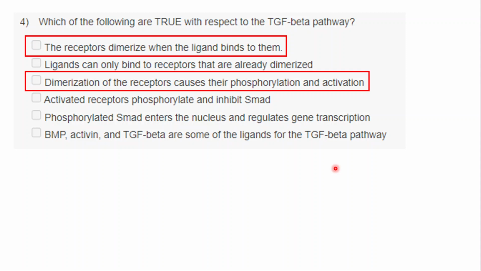Statement number 3 is the second true statement. Dimerization of receptors causes their phosphorylation and activation. So once the receptors are dimerized, this event causes their phosphorylation and activation.